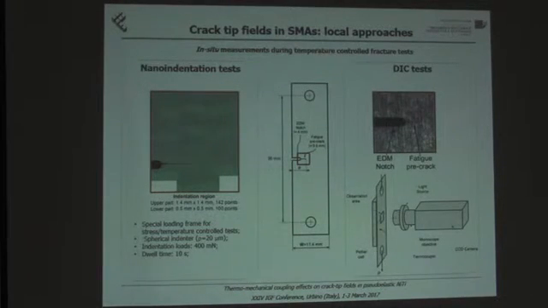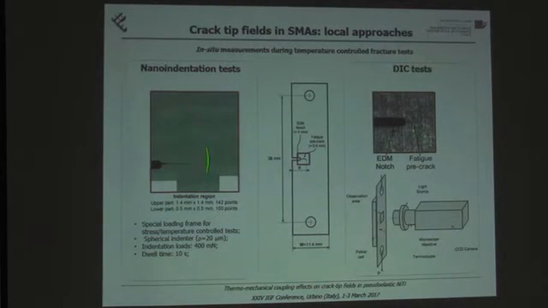But now local approaches have been applied to single edge crack specimens made of pseudoelastic shape memory alloys, as you can see here. In this presentation I will talk about two approaches, two methods. The first one is nanoindentation and the second one is DIC. In particular, we try to use nanoindentation to capture phase transition phenomena in the crack tip region.